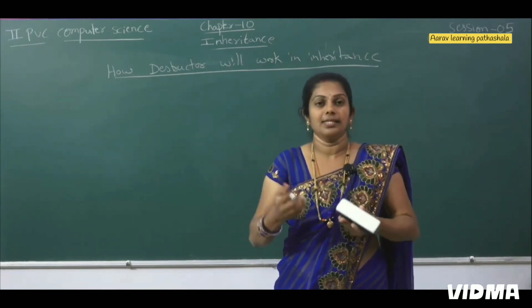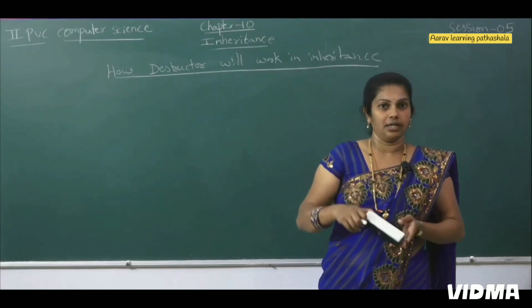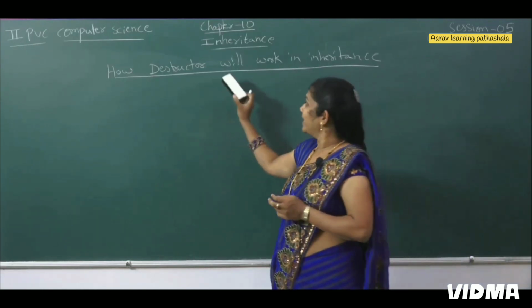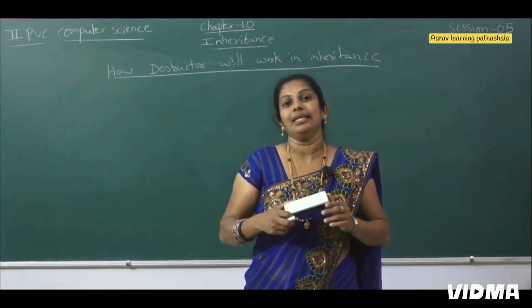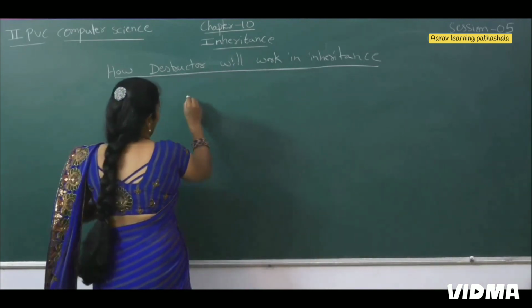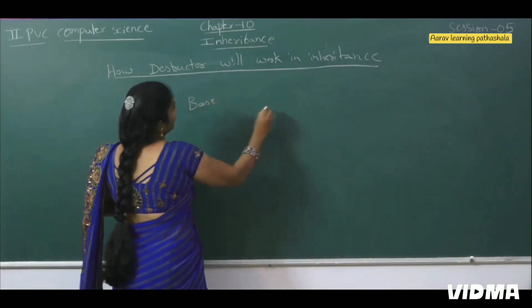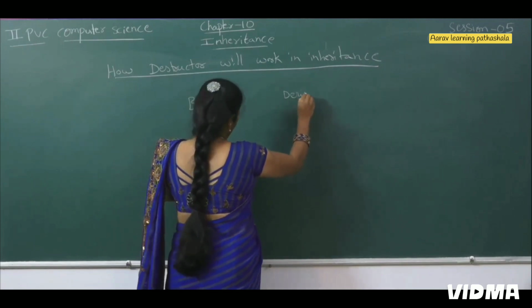Once it is free, the same memory can be utilized for other objects. Is it not? Now, how exactly will this destructor work in inheritance? For example, we have one base class and one more derived class.